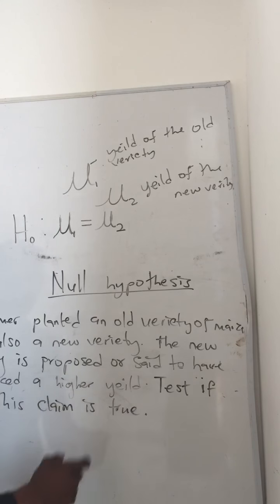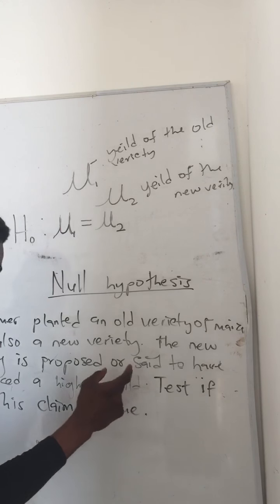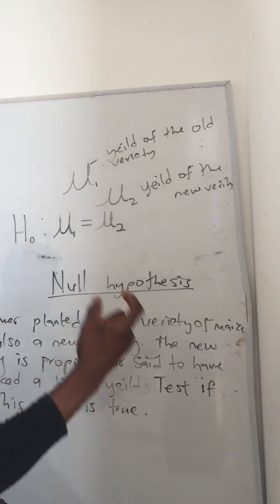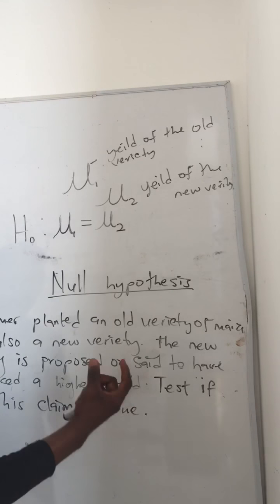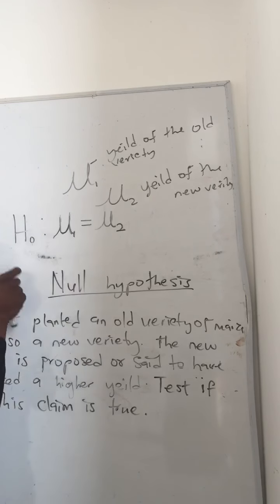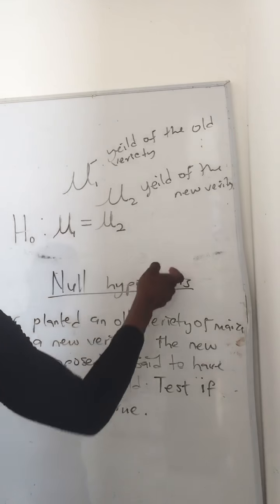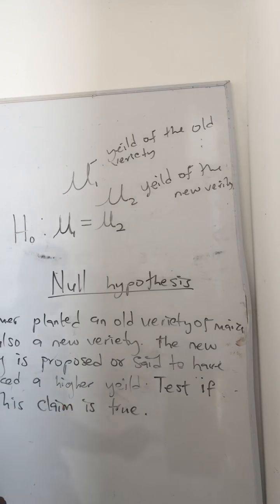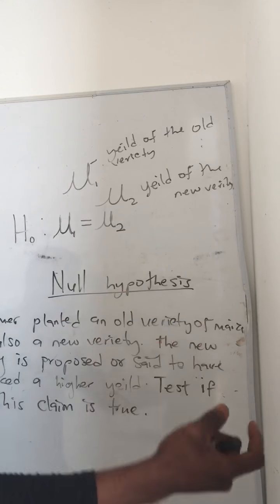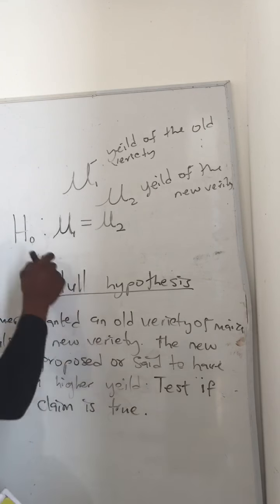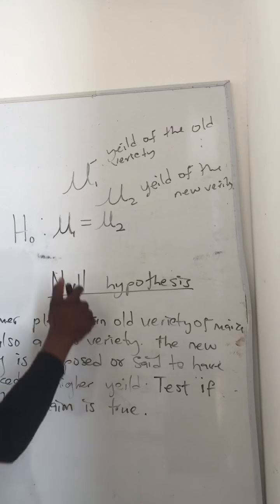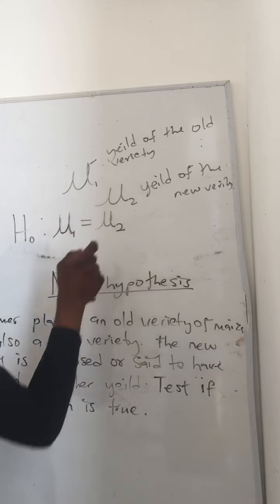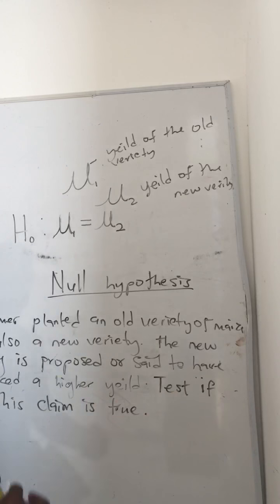But we cannot accept this claim unless we test and prove that it is true. So because of this claim, we are to test it. What we believe for our null hypothesis is that the new variety produces the same as the old variety. Unless proven otherwise, we can't say the new variety produces higher or lesser than the old variety. So for our null hypothesis, the hypothesis of no difference, the new is the same as the old in terms of the quantity of produce they give.